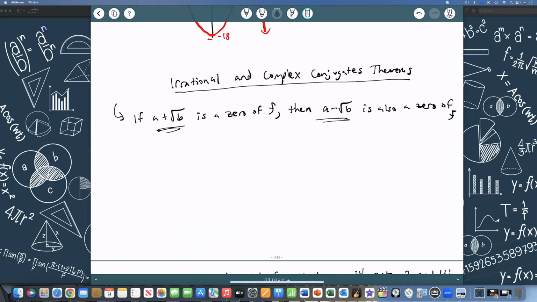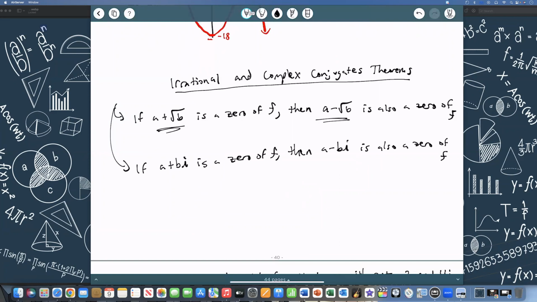The same is going to be true with imaginary numbers or complex numbers. My complex conjugates theorem tells me if a plus bi, which is my standard form for complex, the real plus the imaginary part, and the same exact wording here, is a zero of f, then a minus bi would also have to be a zero of f. In most cases, you're never going to be told both. It'll just tell you one of them, and you just have to know that the conjugate has to be there as well.